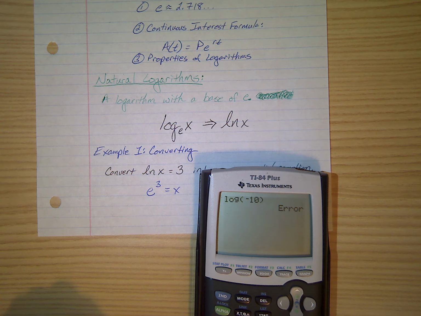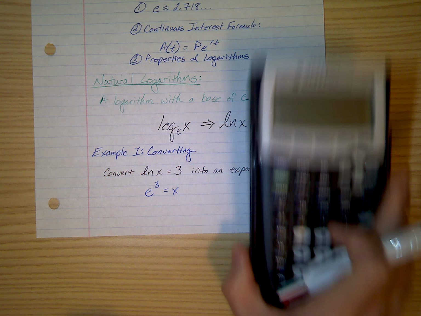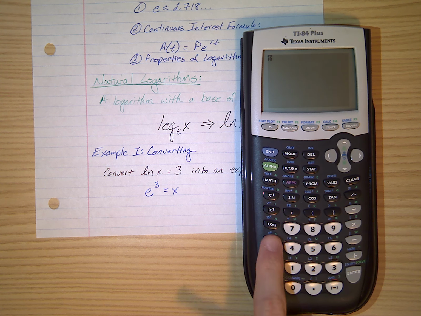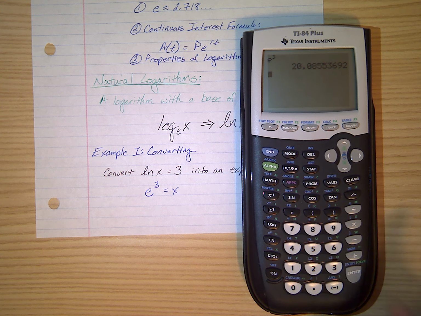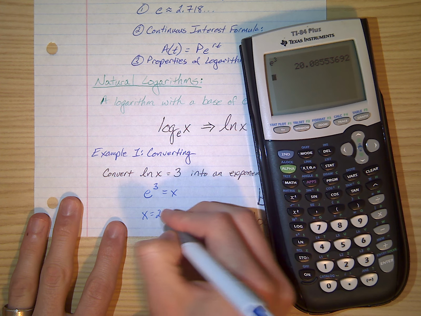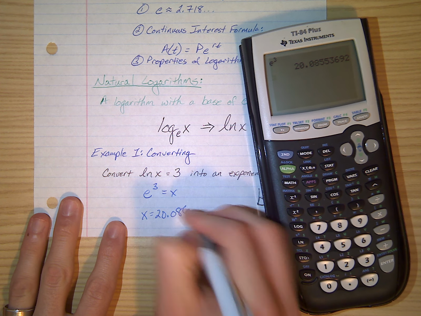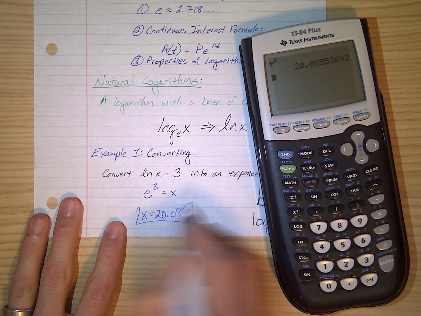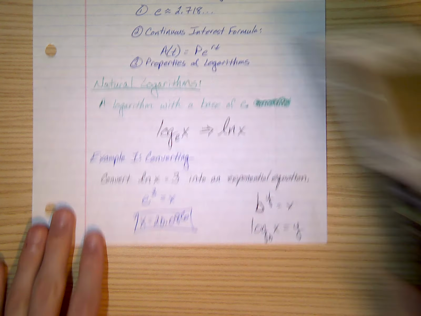Well, since e is an irrational number, it's not going to come out evenly. So we would go ahead and hit second and then our natural log button. That gives us the e to the blank power. Well, e to the third power is approximately 20.086. So that is what x is going to equal here. Again, round to 3 decimal places.